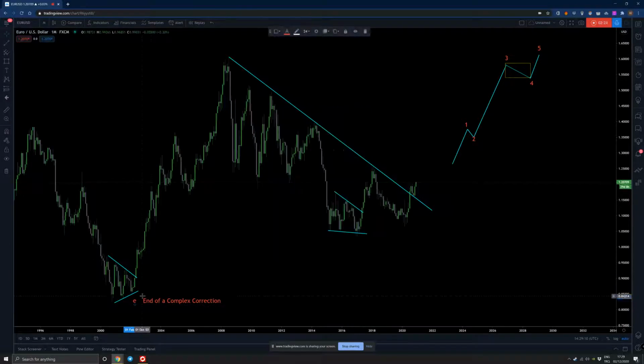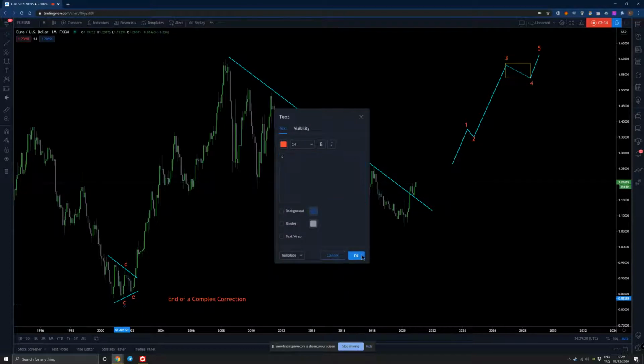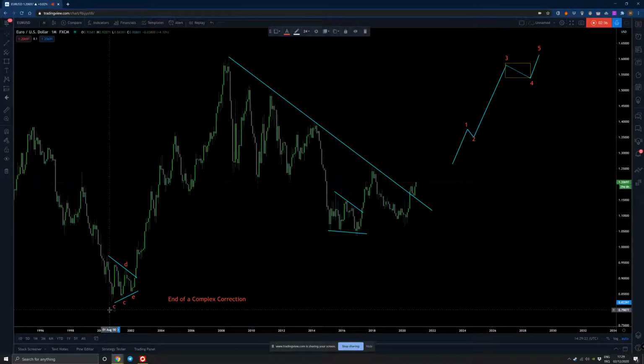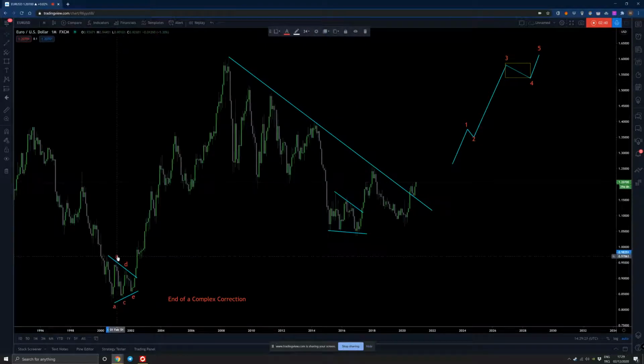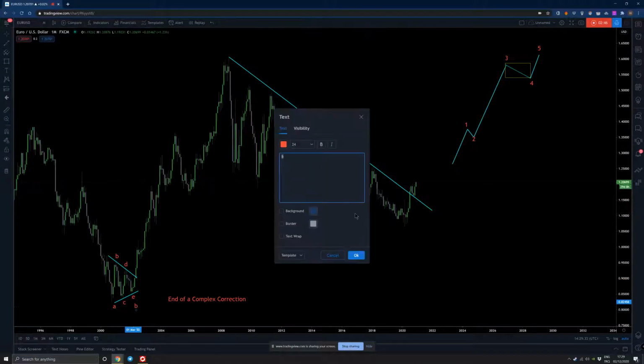So wave E here, because this is the last wave of this triangle, and before you have some type of a D, the C wave, like here, wave A, and a B wave. So this is the triangle, okay, and that probably finishes something on a bigger degree. Okay, so this is how you should operate.